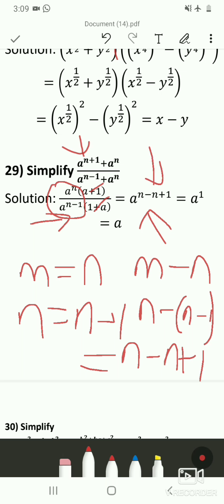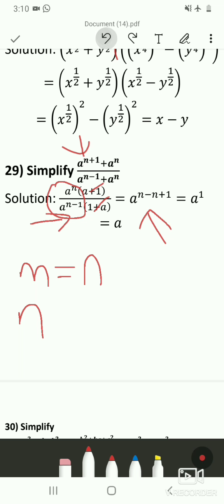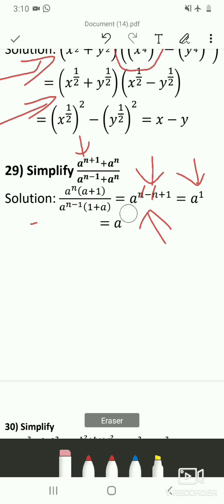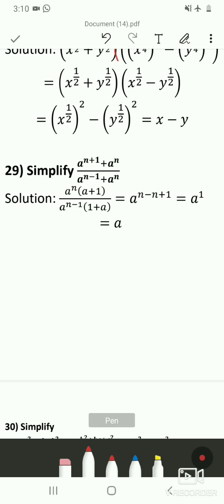So again over here, just a minute, I'll clear this. Okay, so here you can see this n and this n will get cancelled. So you are remaining with a raised to 1, which is nothing but a. So even this is a simple problem. So here we are taking the common terms out, and this term will get cancelled. Again by using the second law we'll get the answer as a.